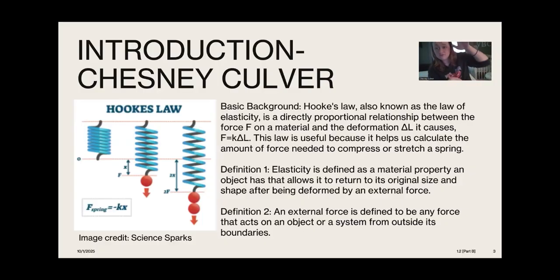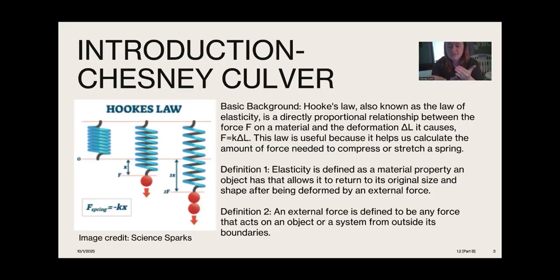So looking back at this spring example, once we added those units of weight, the elasticity that spring has is its ability to return back to its original form, which is this spring here on the left. Definition 2 talks about an external force, defined as any force that acts on an object from outside of a system, or outside of its boundaries. So again, going back to the example on the screen, those red balls that I called units, because we don't really know how much they weigh, would be an example of an external force because it's deforming our spring.